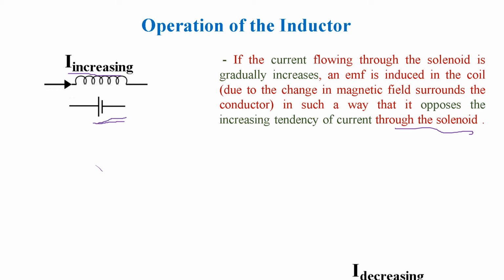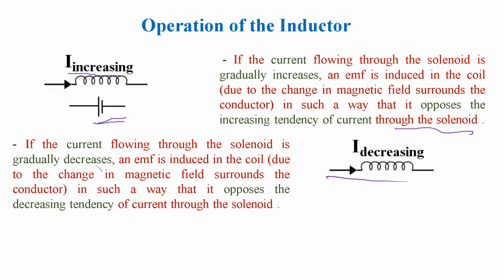Now if we consider the second case, in that case the current flowing through the solenoid is in the same direction, but here the current is decreasing. So what is the tendency of the inductor? The tendency of the inductor is to oppose the current flowing through the solenoid in a decreasing manner.